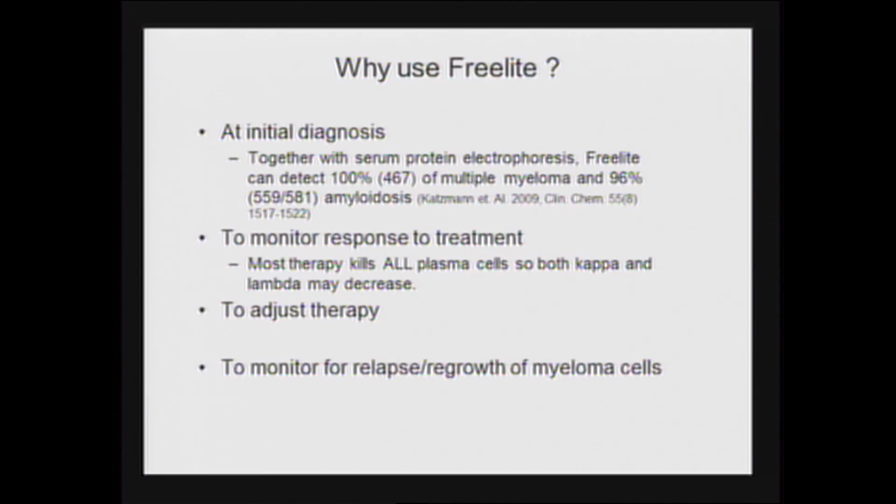Okay, good. All right, so actually this comes back to your question. So why use the free light test? You can use it at diagnosis, and as I mentioned, together with serum protein electrophoresis, with free light, you can detect, in this study of 467 patients, 100% of patients. And in the other case, amyloidosis, it's also very good. 96% of patients can be detected with this screen.